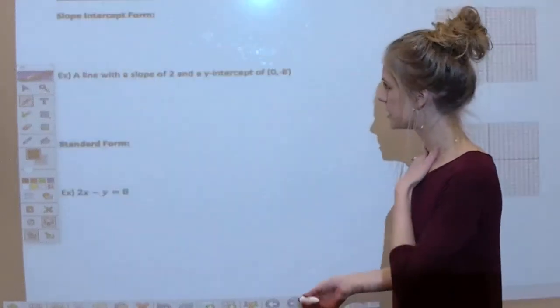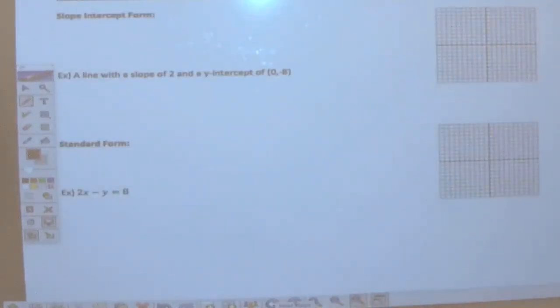What we're gonna do is, hey guys, I'm talking. We are going to do some notes, like a review about all three types of linear equations that we learned: the slope-intercept form, the standard form, and the point-slope form. And then we're gonna do an actual review game on Wednesday.